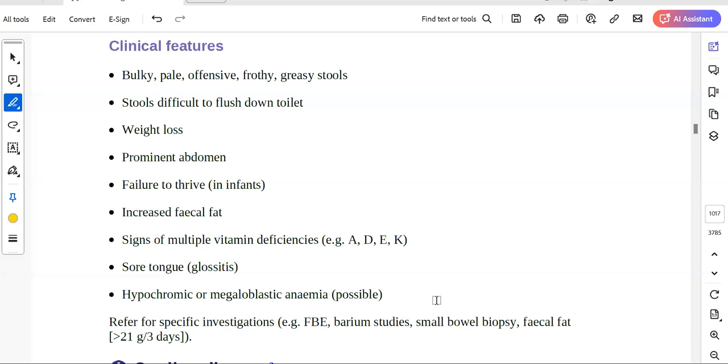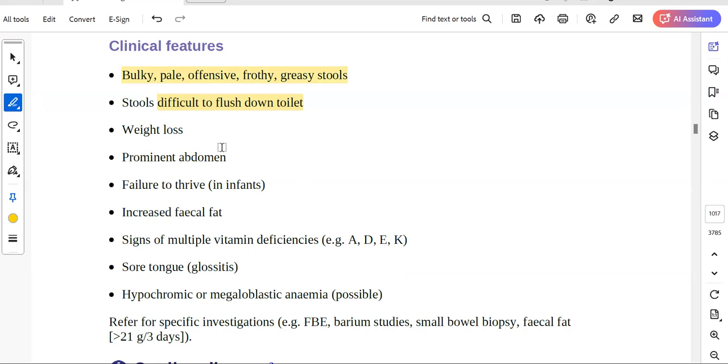So, what is the normal feature of malabsorption? Because of malabsorption, the food, especially the fatty food, cannot be digested. So the patient comes with chronic diarrhea, and the diarrhea has a specific characteristic. The stool will be bulky, pale, very offensive, foul smelling, frothy, greasy stool. Why is it greasy? Because fat is not getting digested. It is also very difficult to flush. So that's the main finding: bulky, pale, frothy, hard to flush, greasy stool.